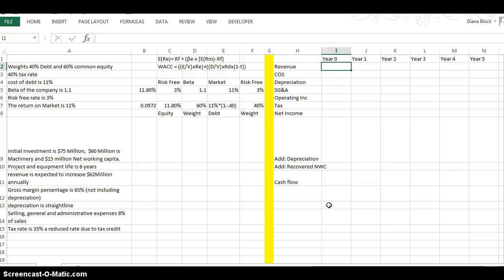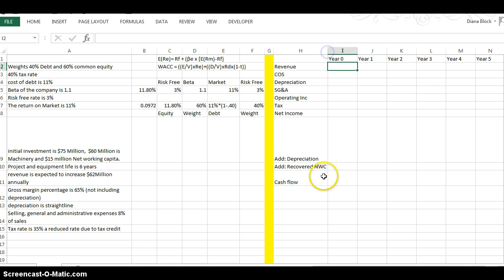in year 0. So in year 0, that's now, the initial investment, what we're going to do is just add our cash flow, that we know our cash flow is 75 million. So we've already established that our initial cash flow is 75 million. This is what this project is going to cost us in year 0 to start it. So we've got that.